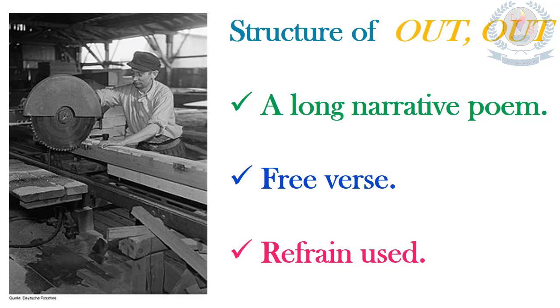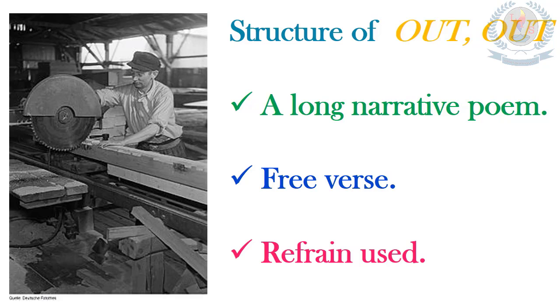Let's move to the first point, a long narrative poem. We can say this poem "Out, Out" is a long narrative poem. When you count the lines there, you can find there are 34 lines without any stanza break. Then we can see it's written as one long poem. Because of the length of the poem, we can say it's a long narrative poem.